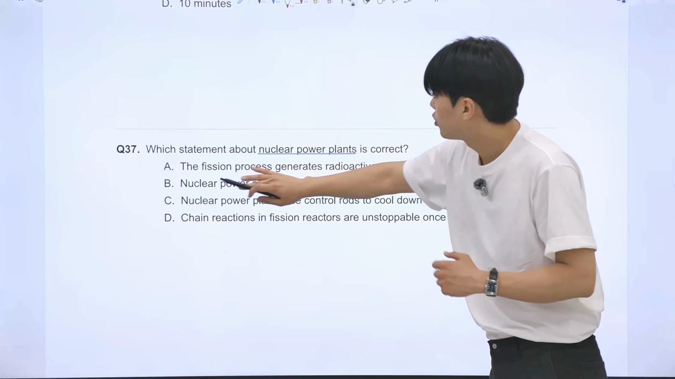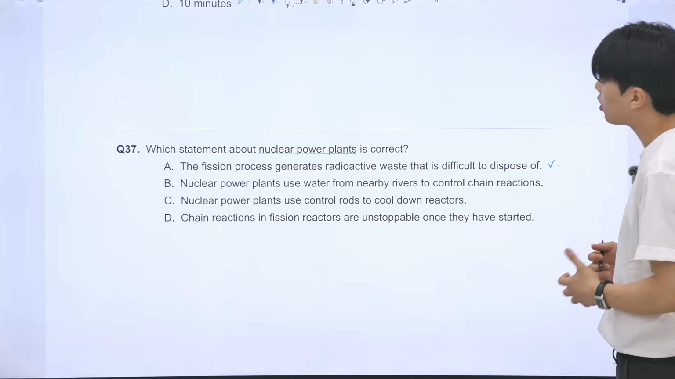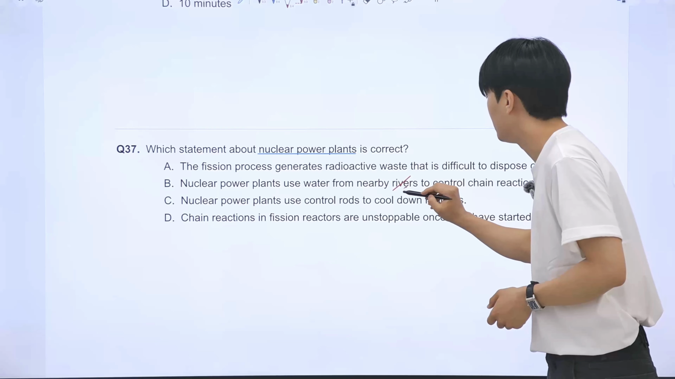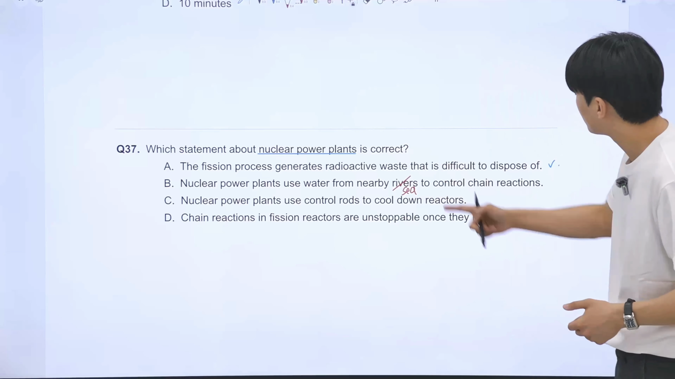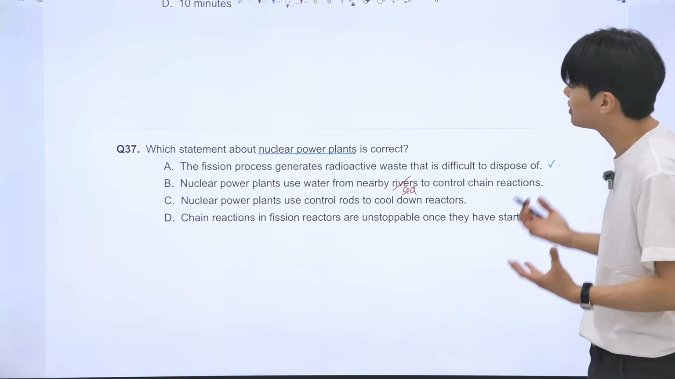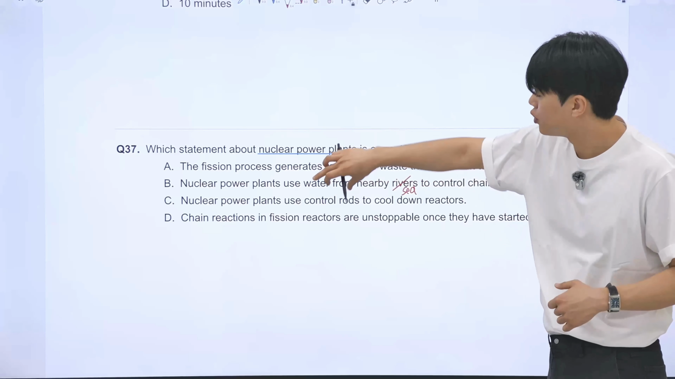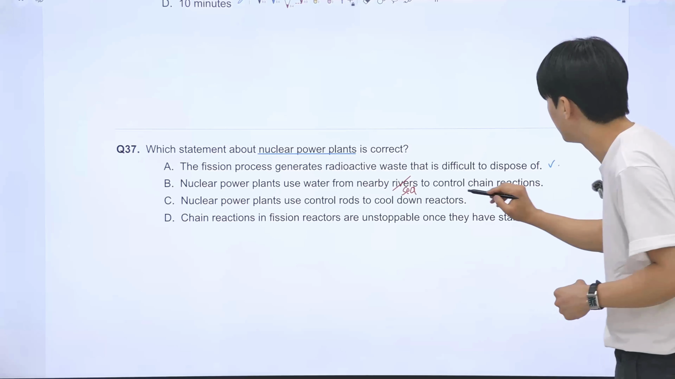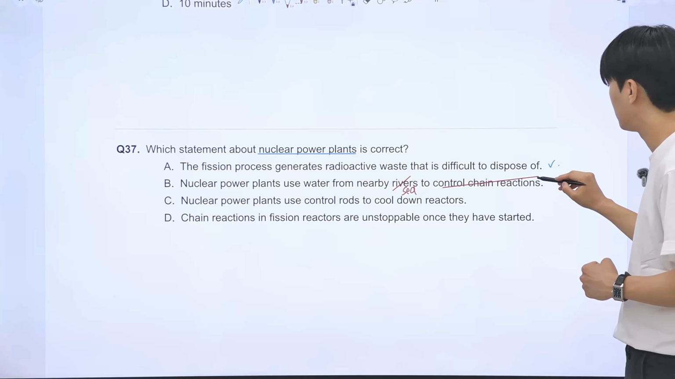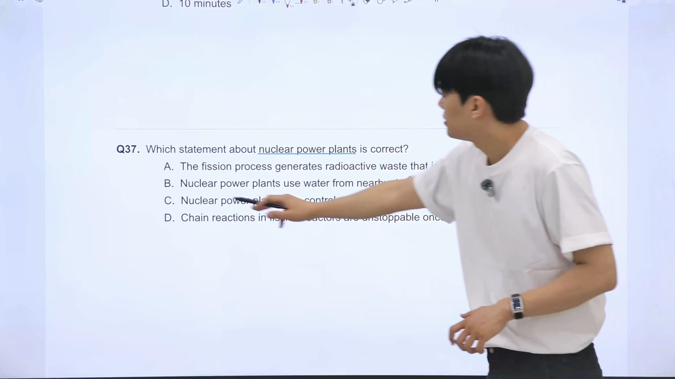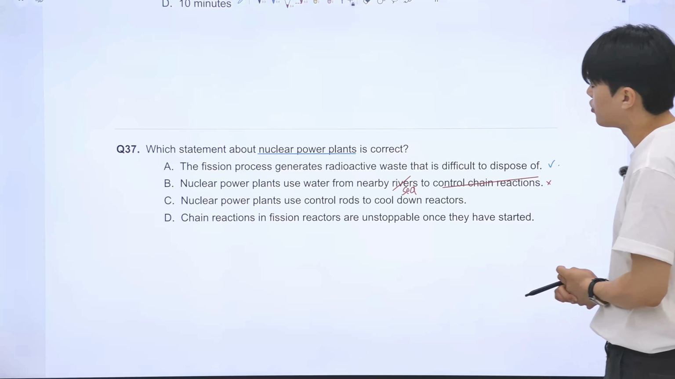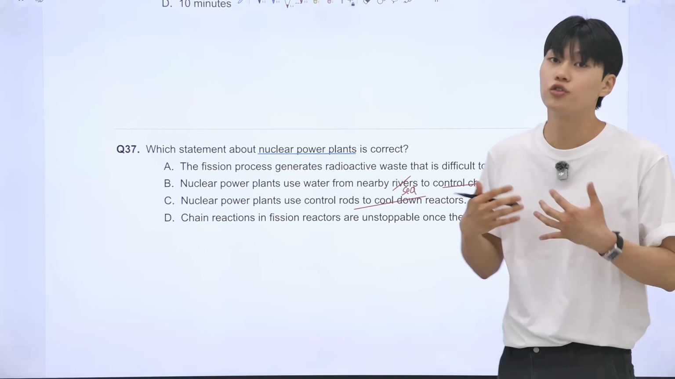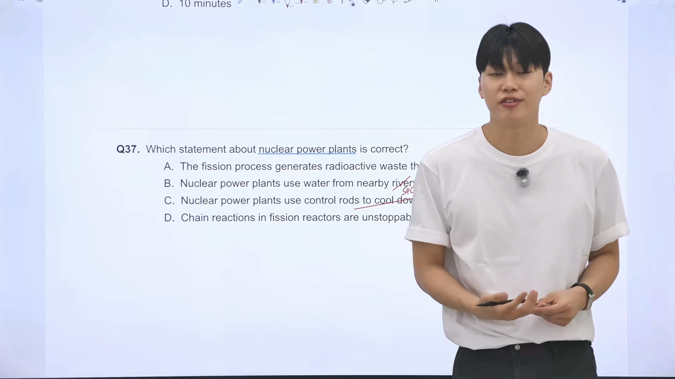How about question B? The nuclear power plant uses water from nearby rivers, but actually, not reverse, should be the C. But anyway, to control the chain reaction, of course, it cannot control the chain reaction. The only use of the water is just to cool down, right? So this one is also incorrect for that. So that's not it. See, nuclear power plant use the control rod to cool down? No, the control rod is to control the fission rate of the chain reactions, right?